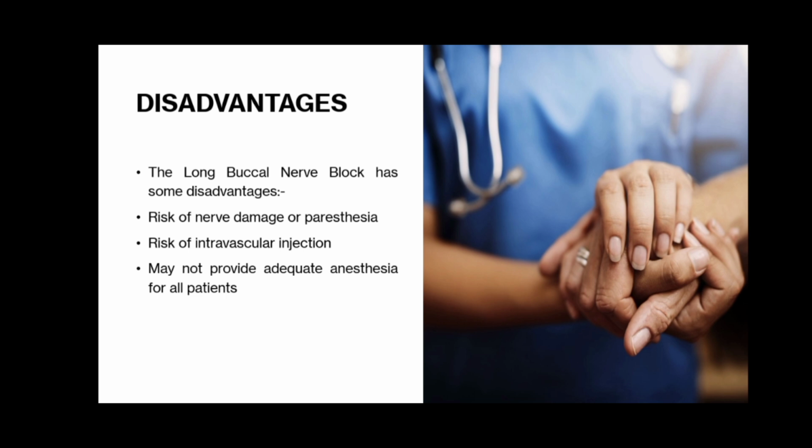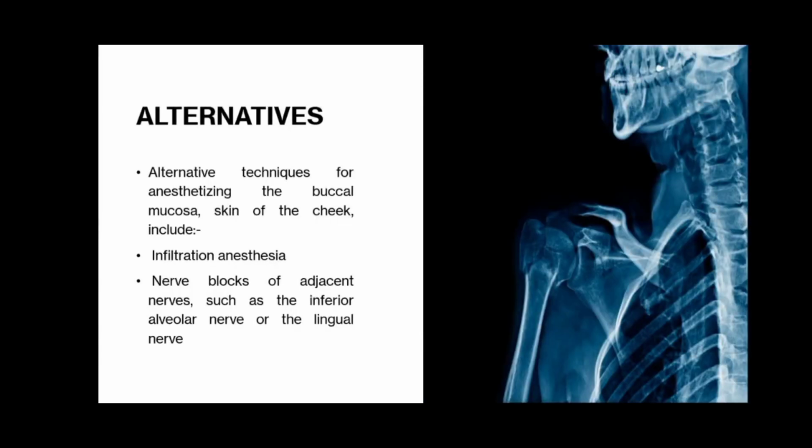It can cause hematoma due to vessel damage. It may not provide adequate anesthesia for lingual soft tissues or pulpal structures. It requires separate injections for full quadrant anesthesia. The alternatives used for the buccal nerve block are infiltration anesthesia and nerve blocks of the adjacent nerves such as the inferior alveolar nerve or the lingual nerve.